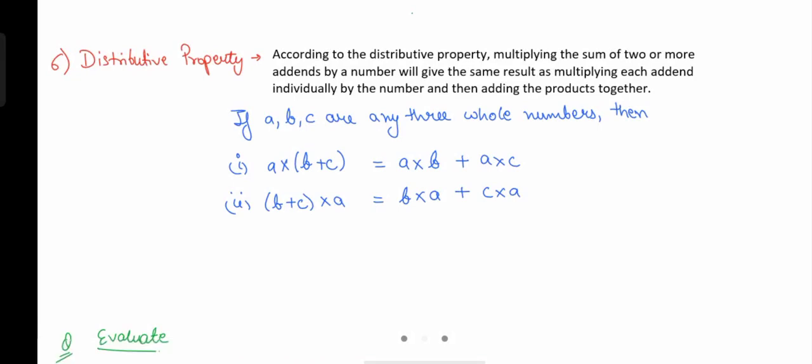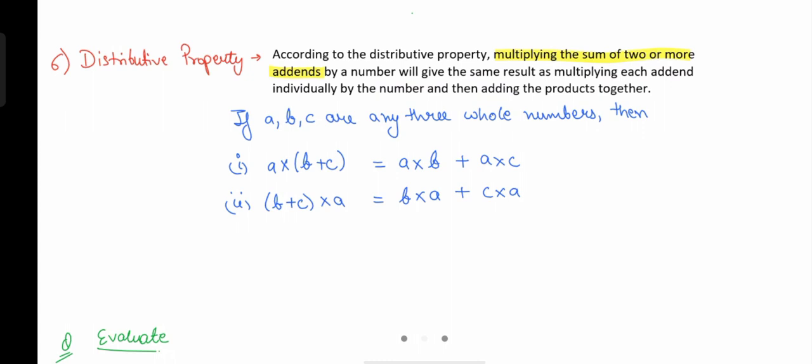So what does the distributive property say? According to the distributive property, multiplying the sum of two or more addends. What does this mean? Let's say we have two numbers. We are just talking about two numbers. There could be more than two numbers also.